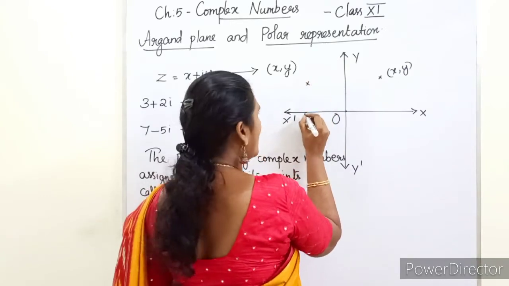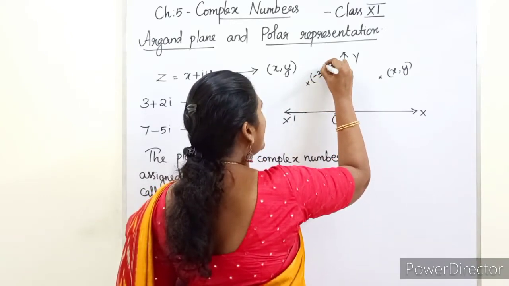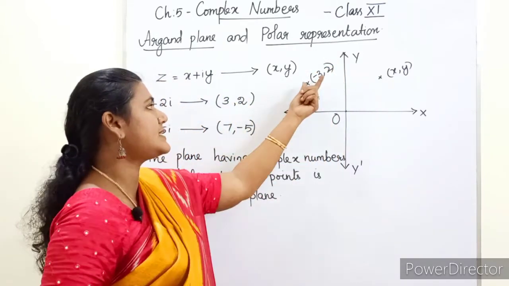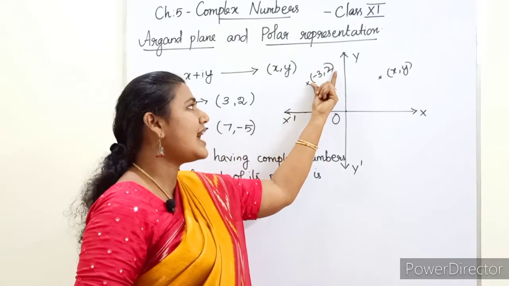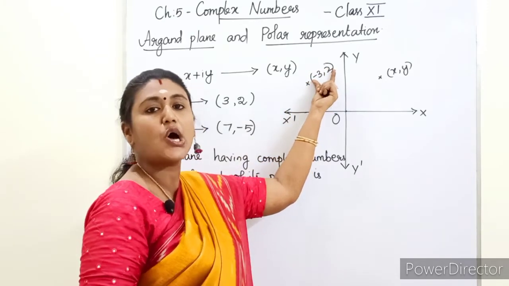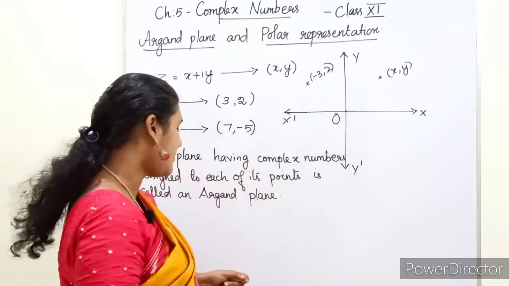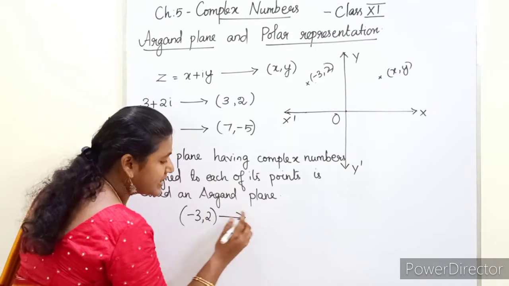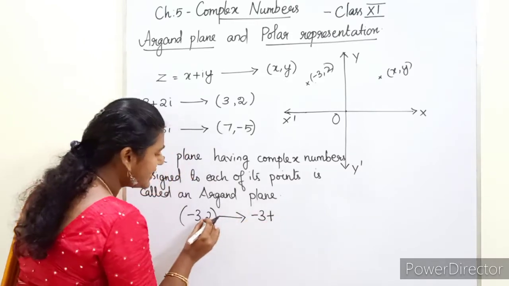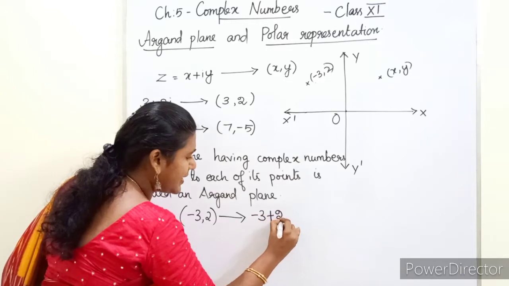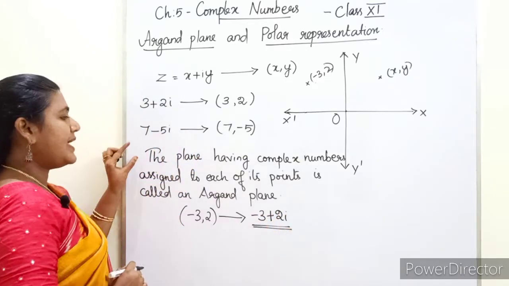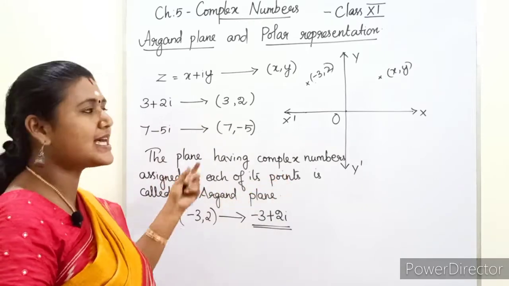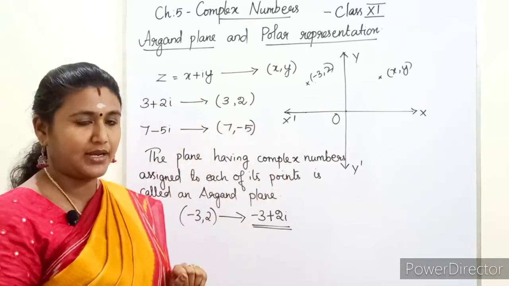Here it is in the second quadrant. Say the point is (-3, 2). So we can write a complex number for this ordered pair. What will be the complex number for (-3, 2)? The first, x coordinate, will be the real part, that is minus 3, plus the y coordinate, which will be the imaginary part, that is 2i. So a plane having a complex number assigned to each of its points is called an Argand plane.